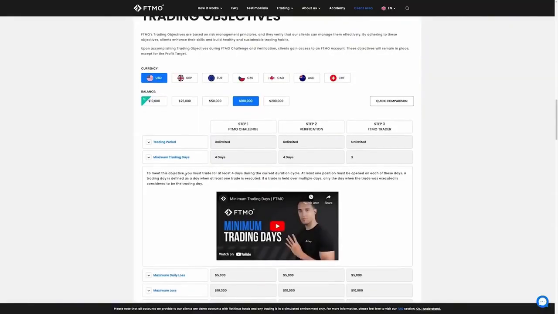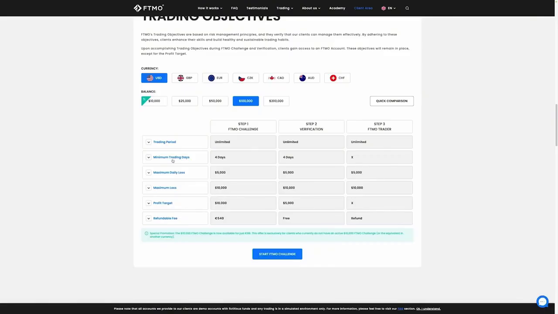Next is the minimum trading days: 4 days. You must trade for at least 4 days during the current duration cycle. At least one position must be open on each of these days. A trading day is defined as a day when at least one trade is executed. If a trade is held over multiple days, only the day when the trade was executed is considered a trading day. I believe this is very self-explanatory. You basically just need to take a trade for 4 days, and it doesn't have to be in a row. It can be any 4 days.